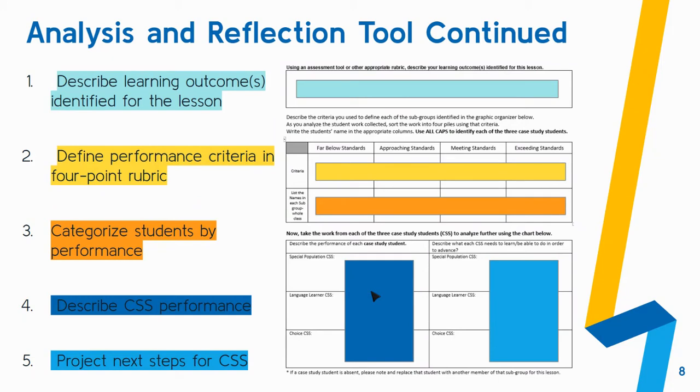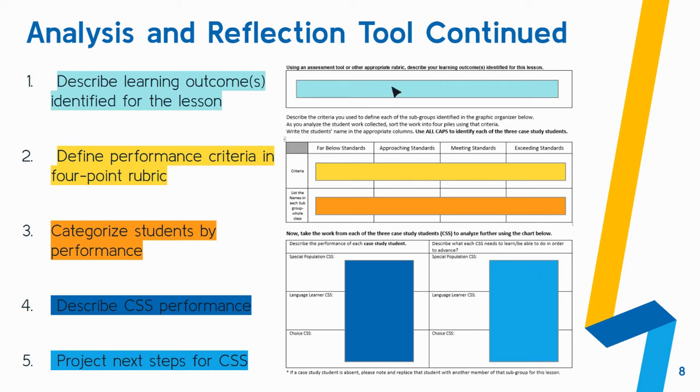Let's review the steps to completing the analysis and reflection tool after conducting your lesson that includes your instructional solution. The steps are color-coded on the slide to match the section of the analysis and reflection tool. There is a header to this tool that is not shown in the image. Be sure to complete this information, which includes your name, mentor, grade level or subject, your driving question, and other ILP-related information. You will first describe the learning outcomes identified for the lesson in the sections shaded light blue.